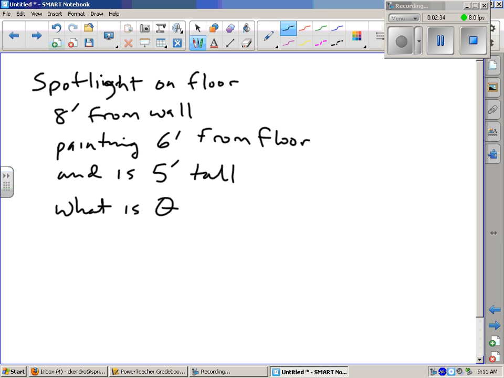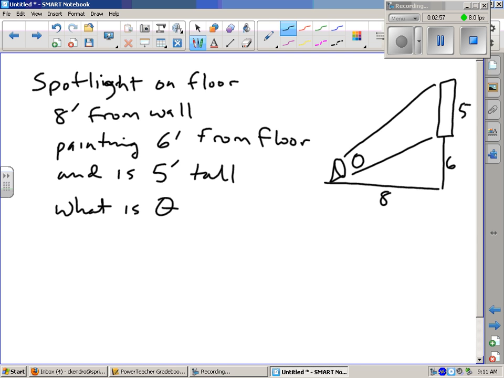So let's draw a quick sketch of this and see what it looks like. So we have our little spotlight on the floor, and it's 8 feet from the wall. The painting is 6 feet up, and the painting itself is 5 feet tall. Now the spotlight, we only want to shine on the painting. So this is the angle theta that I'm looking for. So it kind of makes a triangle here that we have to figure out. So this angle we don't know. We're trying to figure that one out.